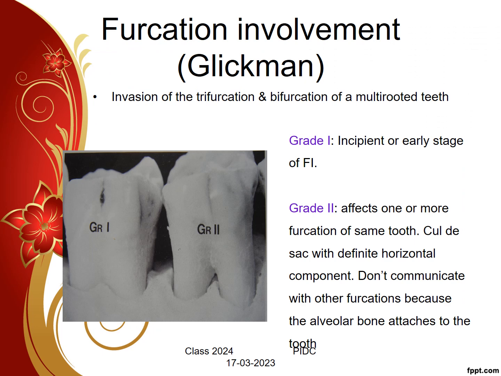Furcation, according to Glickman, is the invasion of the trifurcation or bifurcation of a multi-rooted tooth. So basically, please understand, furcation will be present only in case of a multi-rooted tooth. Okay, so grade 1 furcation is one in which there is an incipient or early lesion of furcation involvement, and grade 2 is one in which one or more furcations of the same tooth are affected. It is otherwise a cul-de-sac effect with a definitive horizontal component. Basically, if you insert a probe from this area, it doesn't come out through the other area, so it is contained to one side. So this is called grade 2.